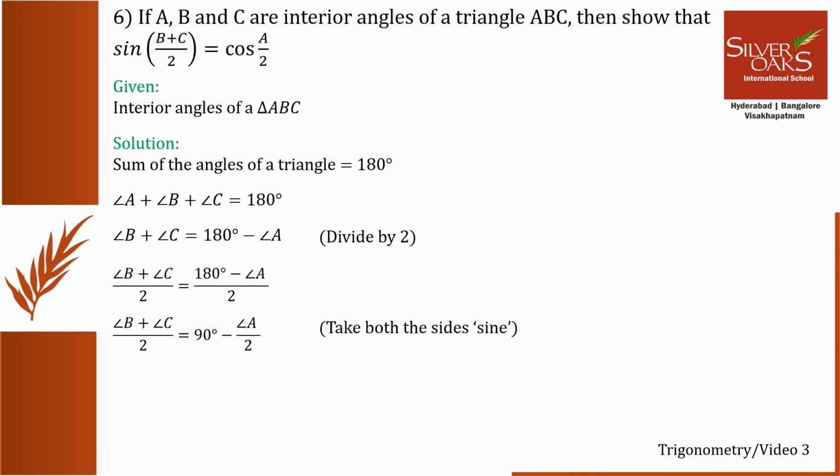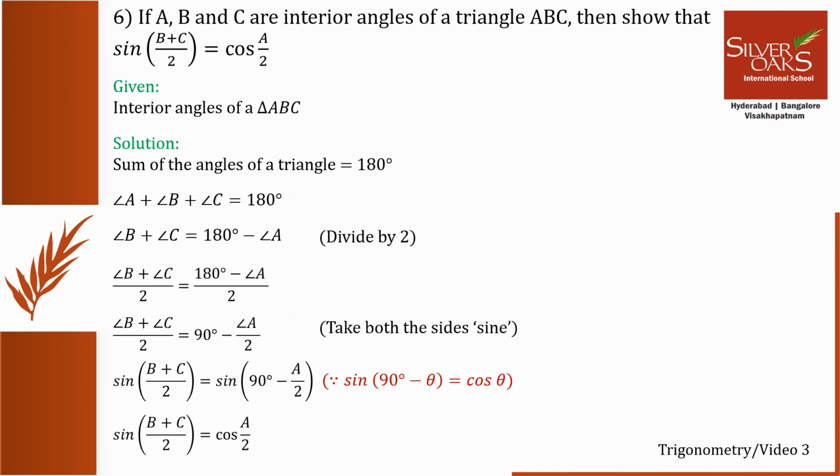On both sides, let us take sine. Sine (B plus C) by 2 is equal to sine (90 degrees minus A by 2). Sine (90 degrees minus A by 2) can be written as cos A by 2, because of the complementary angle relation: sine (90 degrees minus theta) is equal to cos theta. So we have shown that sine (B plus C) by 2 is equal to cos A by 2.